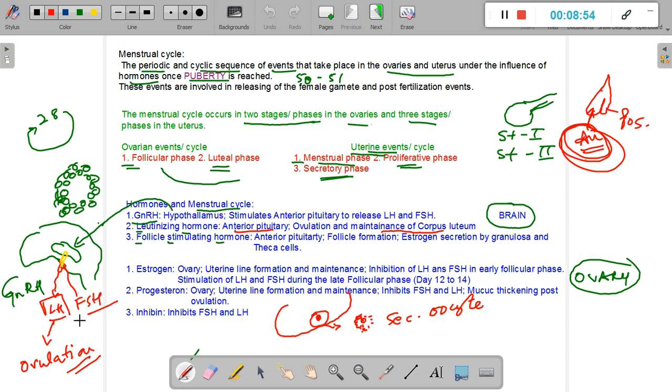Now, the other hormone, the follicle stimulating hormone, is again released by the anterior pituitary. And what does it do? See, its name has all the answers for what it does. So it gives directions for the formation of follicles inside the ovary.